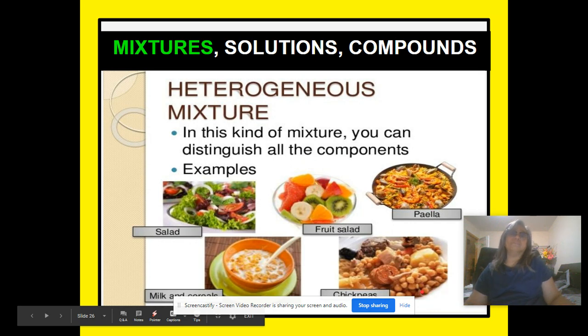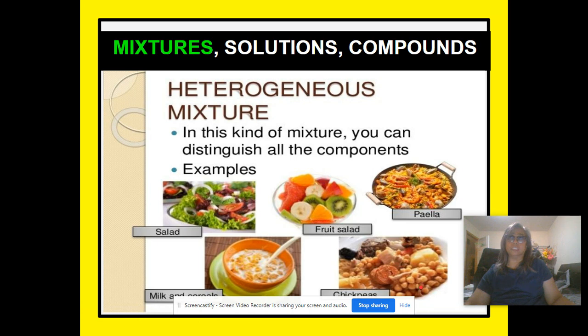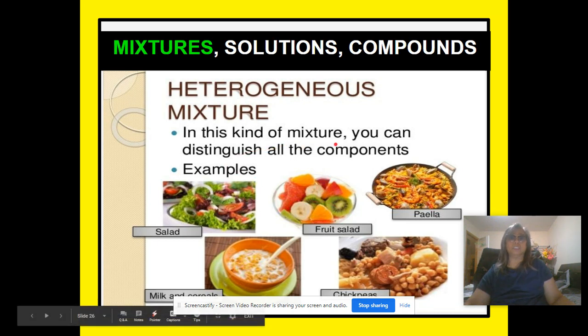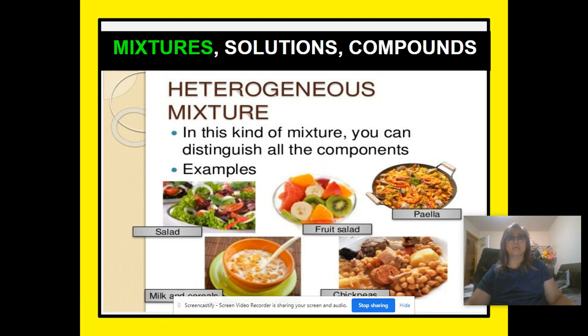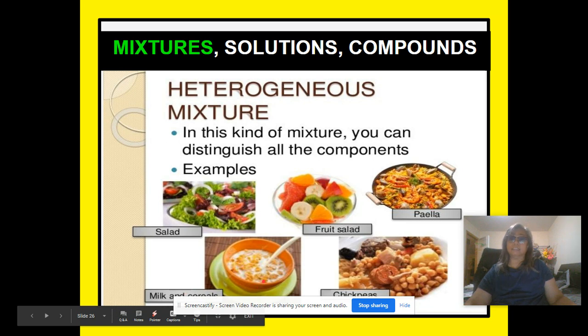Now, sometimes visuals help bring the definition out more clearly. So, heterogeneous mixture: in this kind of mixture, you can distinguish all the components. Examples are fruit salad, paella, which is a Spanish dish, and milk and cereals in the morning, chickpeas, right?